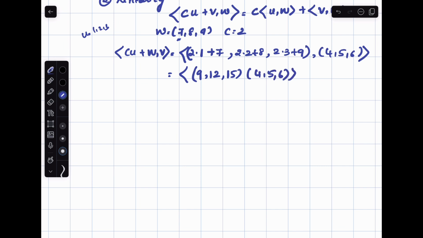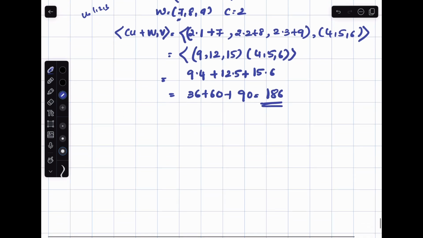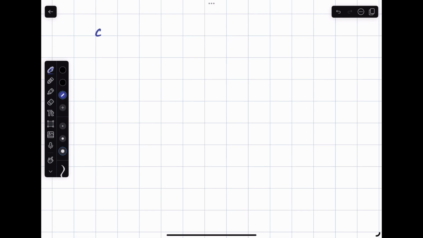Now this is the dot product, so we are applying the dot product formula. That is nothing but 9 into 4 plus 12 into 5 plus 15 into 6. So what is the answer? The answer is 36 plus 60 plus 90, which is 186. Now we will see the right hand side. So we have solved the left hand side, we will see the RHS.